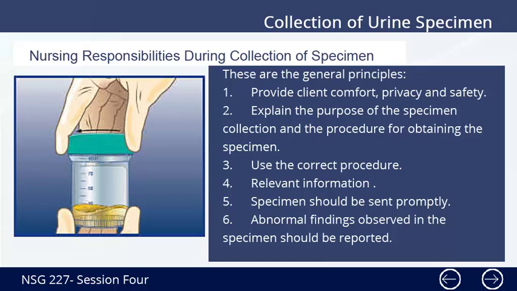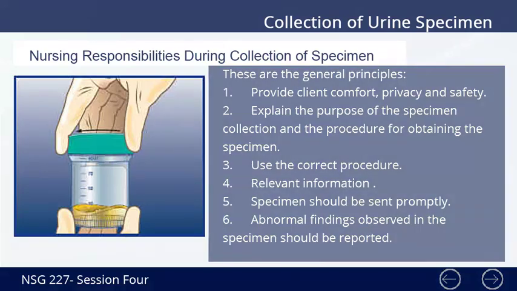4. Relevant information on the laboratory requisition slips should be well noted, e.g., medications may affect the results of the investigation. 5. Specimens should be sent promptly to the laboratory for accurate results. 6. Abnormal findings observed in the specimen should be reported to the healthcare provider in a timely manner consistent with the severity of the abnormal results.